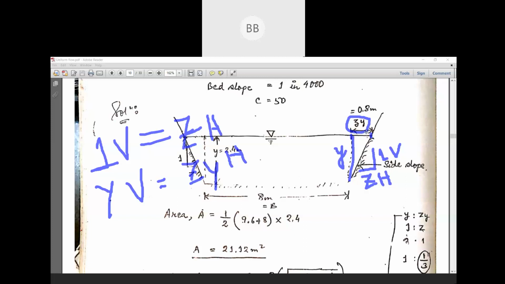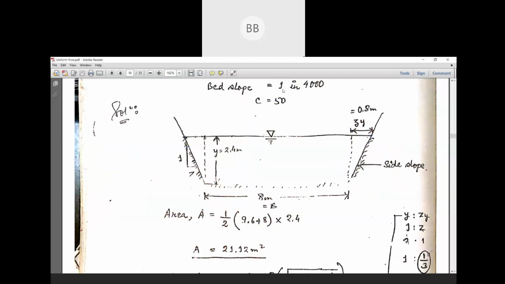Now in our question, what is given? In our question it's given one horizontal is to 3 vertical.